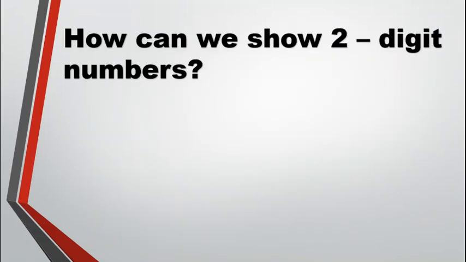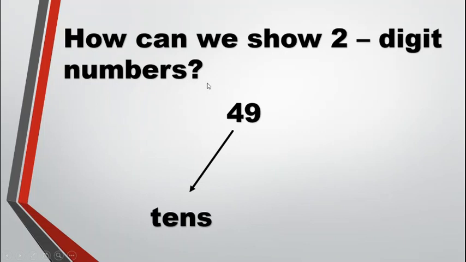So how can we show two-digit numbers? Let's have an example of 49. Always remember that your first digit in the left direction is your tens, and your second digit is what we call ones. Always remember that your tens is bigger than your ones.